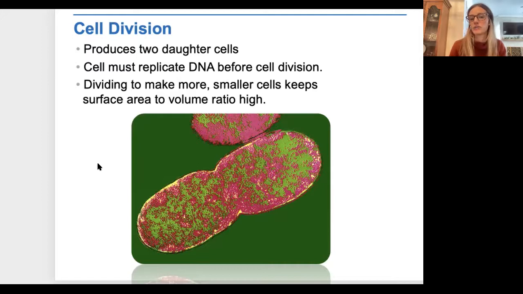So why do you divide? You divide to make more cells. The smaller cells keep their surface area to volume ratio high, because if they're smaller, they can divide more and you can have more cells in the total amount.